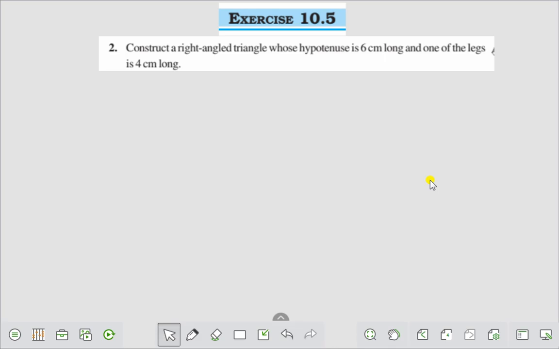Today we shall discuss exercise 10.5 question number 2. Construct a right angle triangle whose hypotenuse is 6 cm long and one of the legs is 4 cm long.